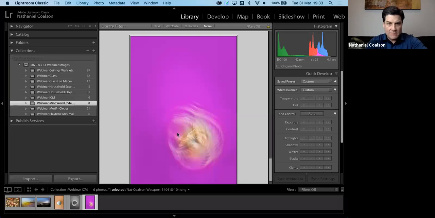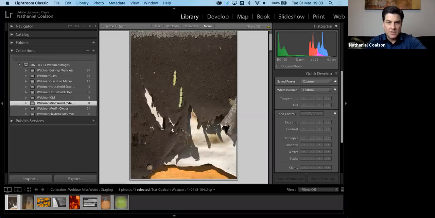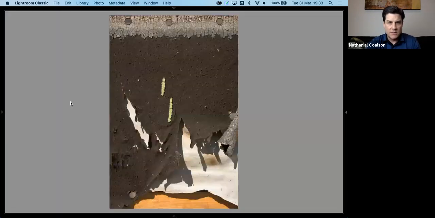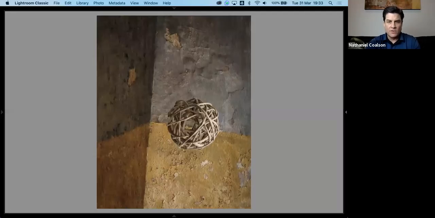What else do we have? Some different stage setups here. So close-ups of patterns and textures are always really interesting. This is very hard, direct sunlight on some paper on the outside of an old building. This is a Photoshop composite.